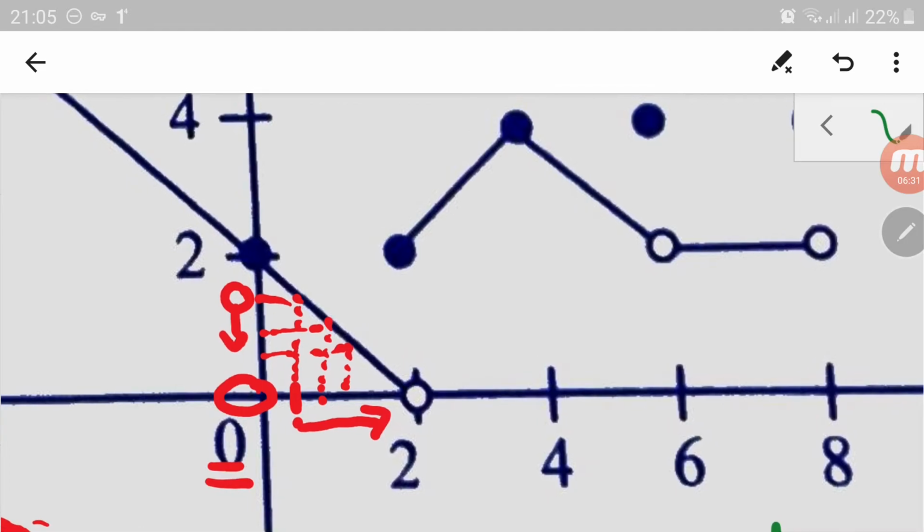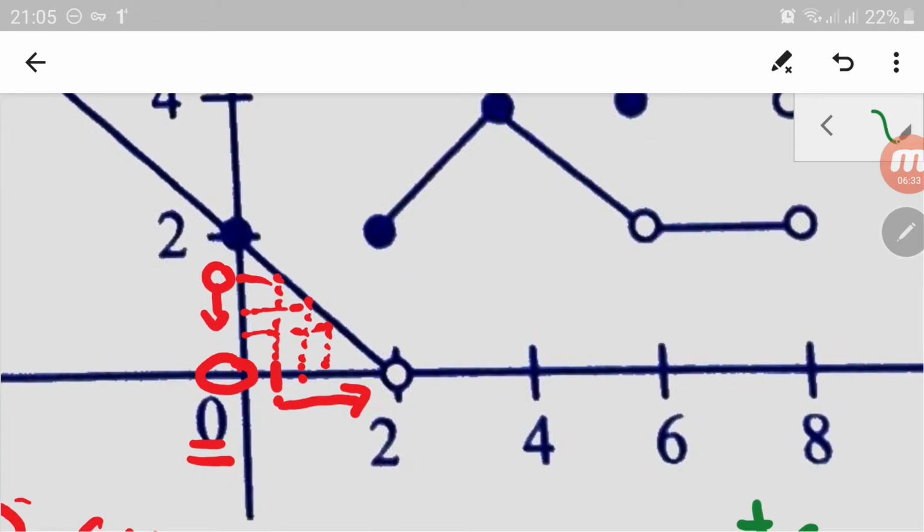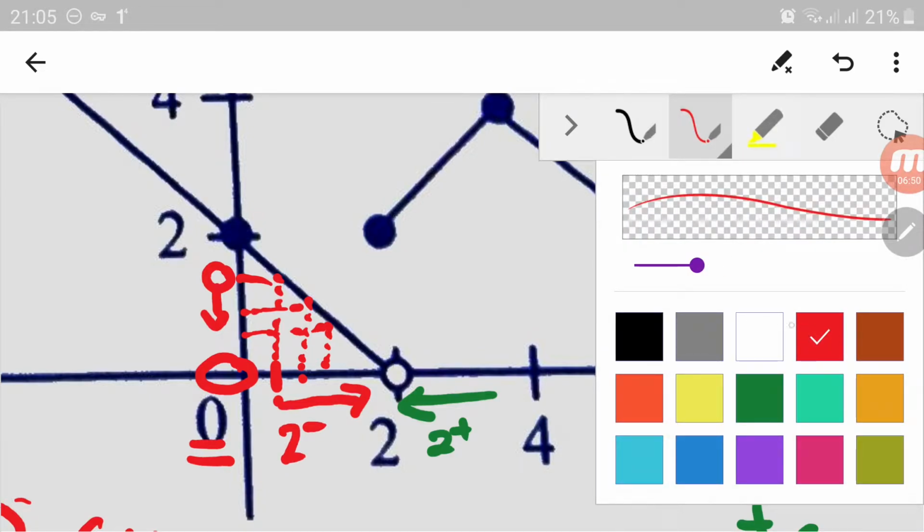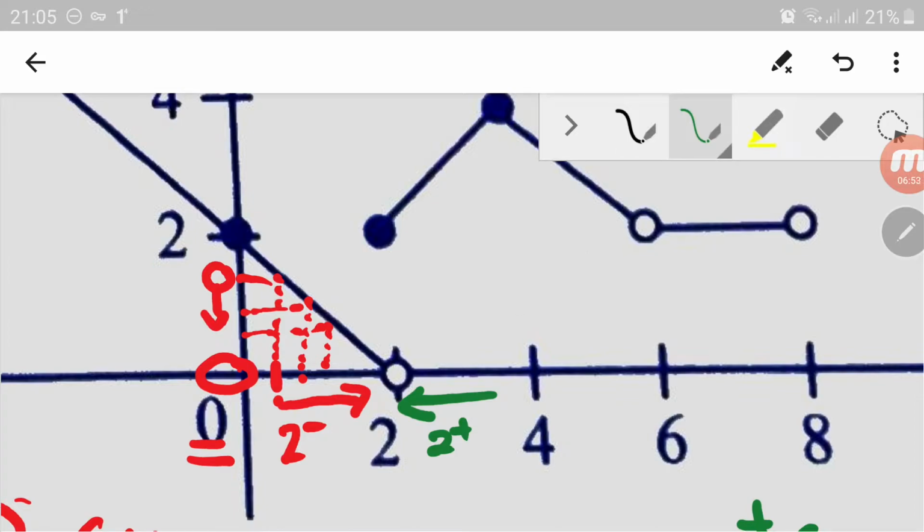Okay, so maybe we zoom a little bit. Now, where are the values of x greater than 2? Somewhere here. So this is the red arrow, as x approaches 2 from the right. Maybe I use this one. Right here, 2 from the left. Let me make it smaller. Too big. 2 from the right.